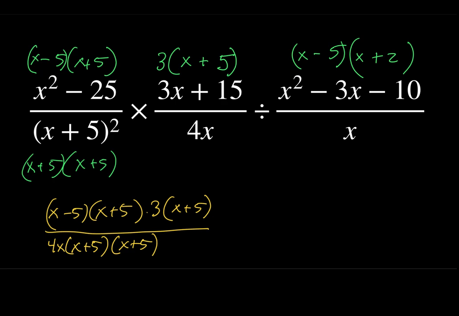And I said, let's pause there because now this is divided by. It's not multiplying. So I'm dividing by a fraction. What do we do when we divide by a fraction? Multiply by the reciprocal. So this will be times the reciprocal, which is going to be x over (x - 5)(x + 2).